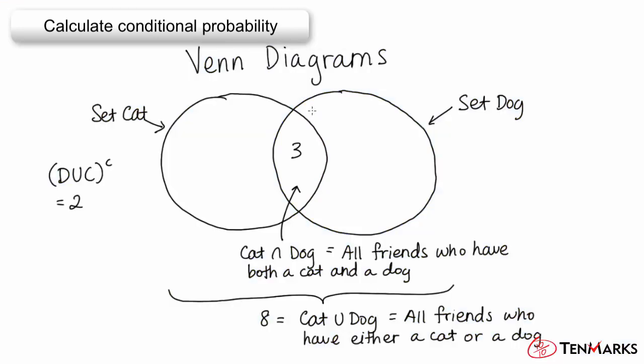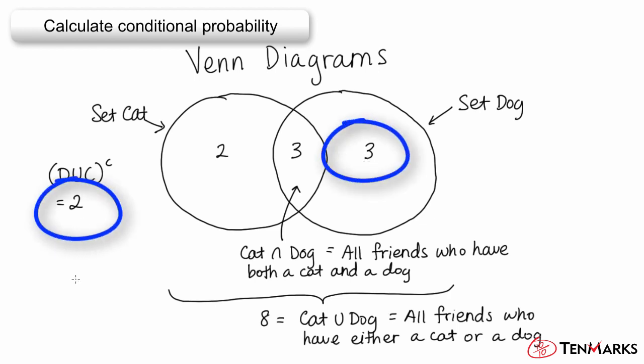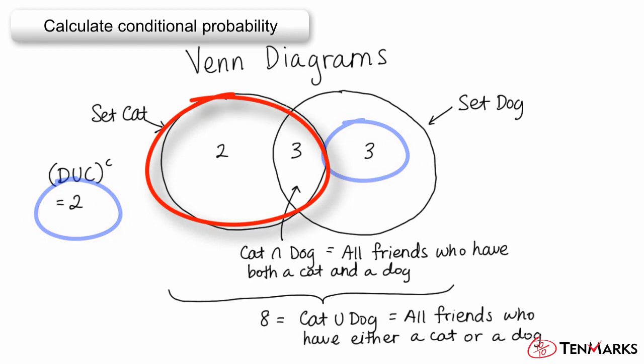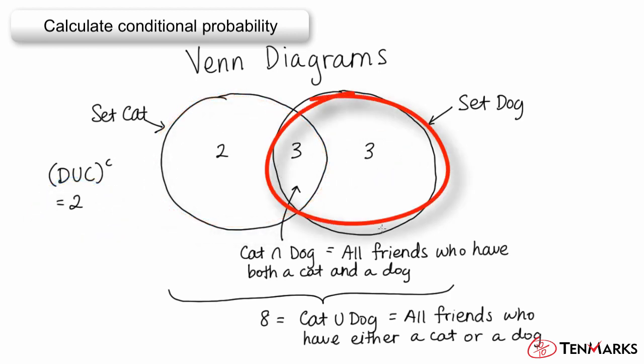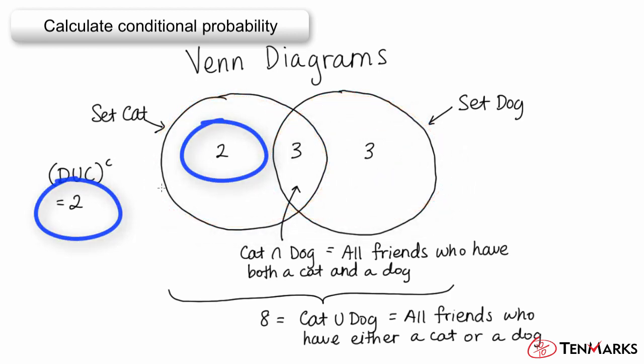Let's say you have 6 friends with a dog, which means 3 who just have a dog and no cat. Well, if you have 8 friends in the union, that must mean there are 2 friends here who just have a cat and no dog, because 2 plus 3 plus 3 is 8. So the complement of set cat would be 3 plus 2, which is 5. Everything that's not in this circle. The complement of set dog would be 2 plus 2, which is 4. Hopefully you understand this concept of sets and the union and intersection and complements.